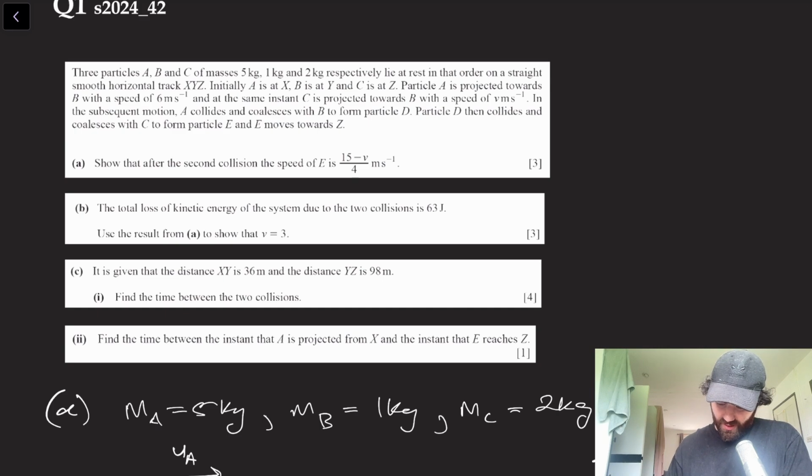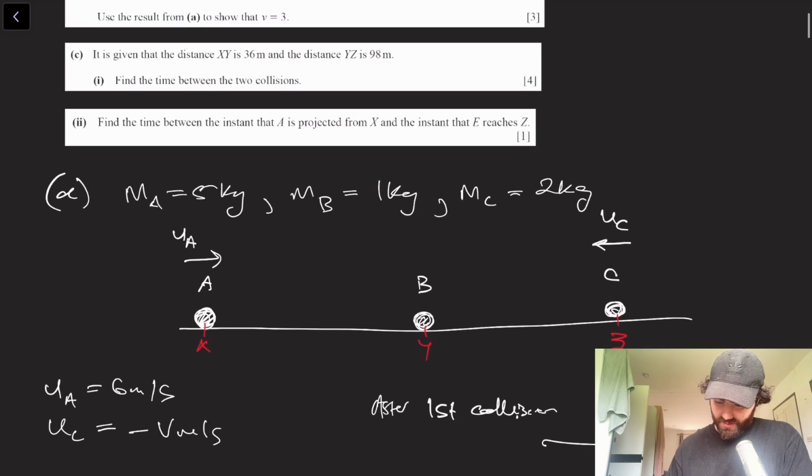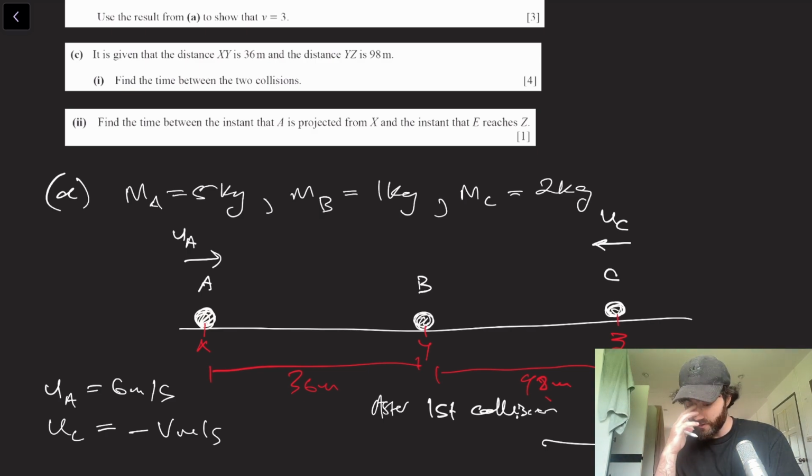It is given that the distance XY is 36 meters and the distance YZ is 98 meters. This distance is 36 meters, and this distance is 98 meters. Find the time between the 2 collisions.